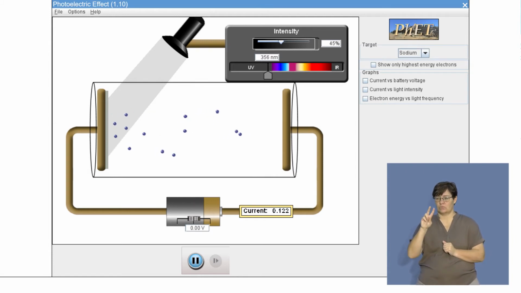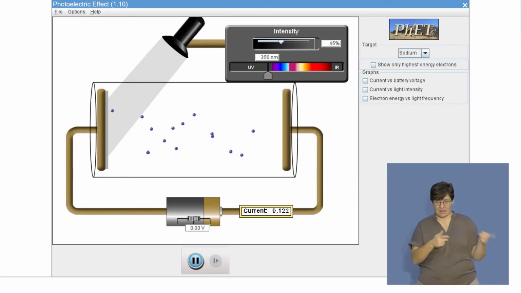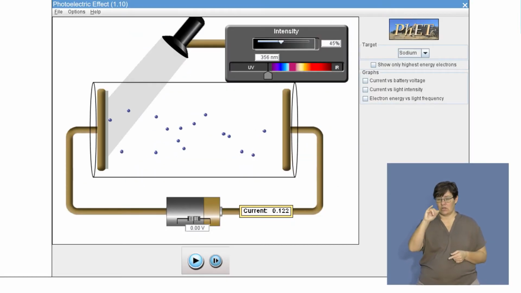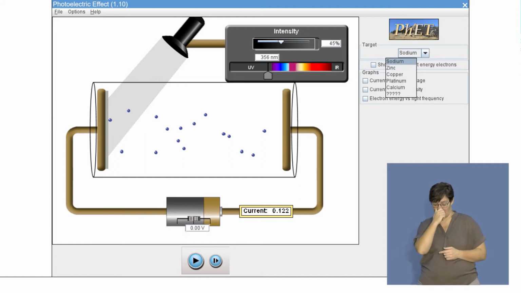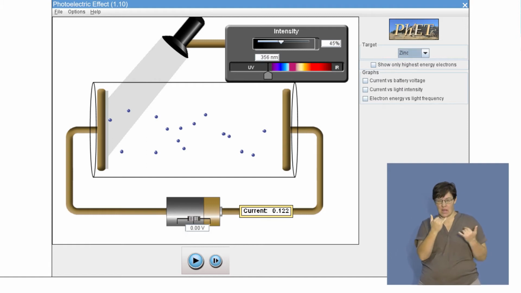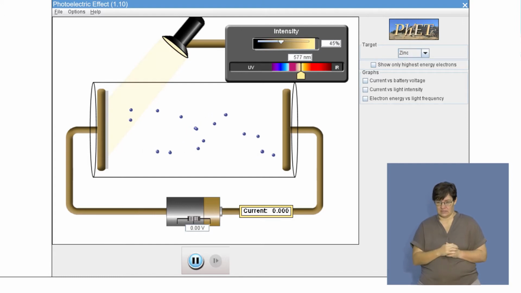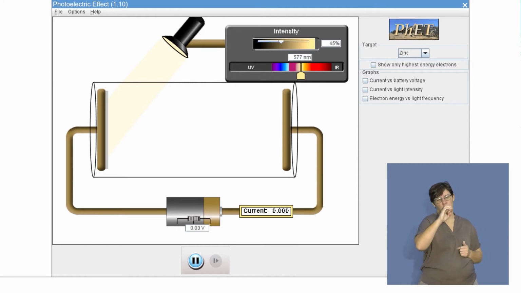Now the question is, is it the same for every metal? Because here I'm using sodium. So let's stop it. Let's go to zinc. And I'm going to start zinc over there. Okay. So no current. I expected that. Let's go, and with the sodium, it was about 500 nanometers that we got a current. Let's see what happens here.